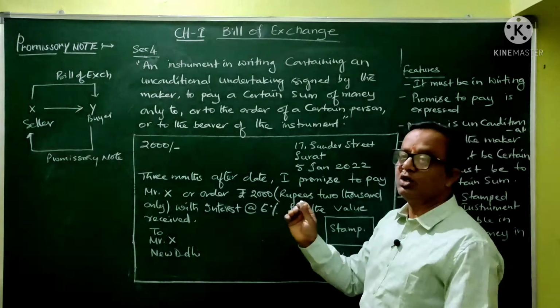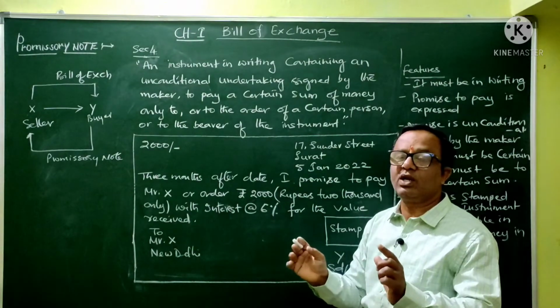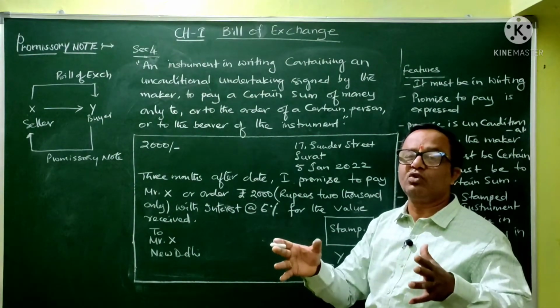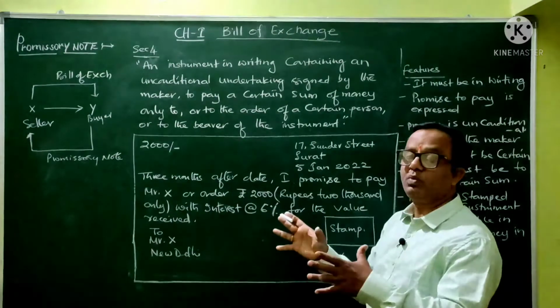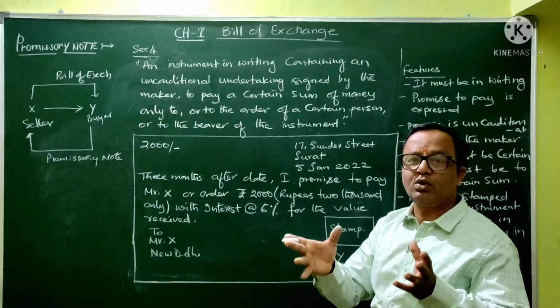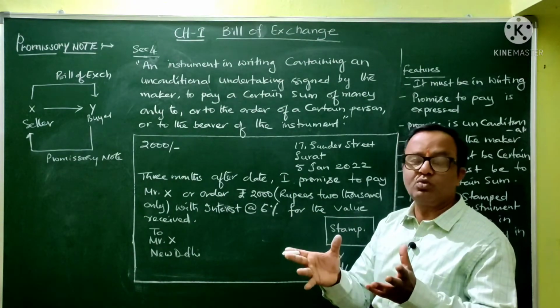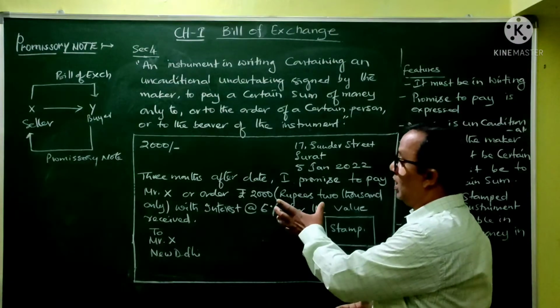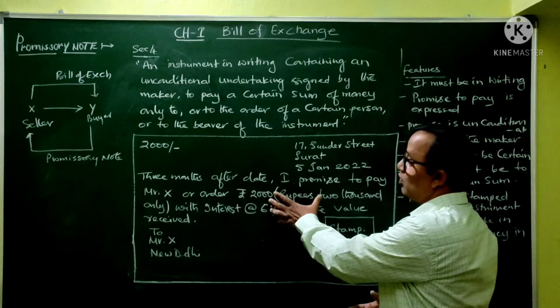In other words, whenever we write negotiable instruments, there should not be any confusion. By reading that instrument, one should get certainty and exactness, that is, who is the party to whom it should be paid and how much money should be paid. There should not be any ambiguity or confusion here.